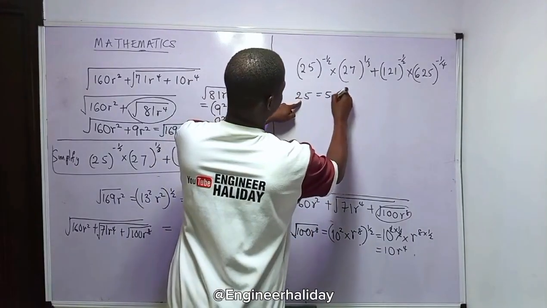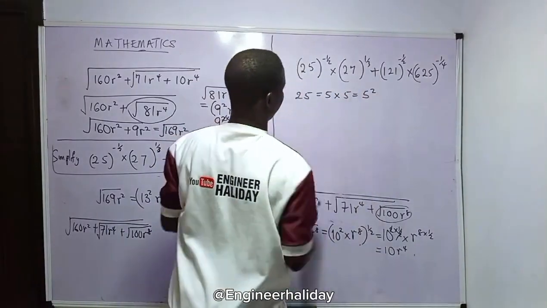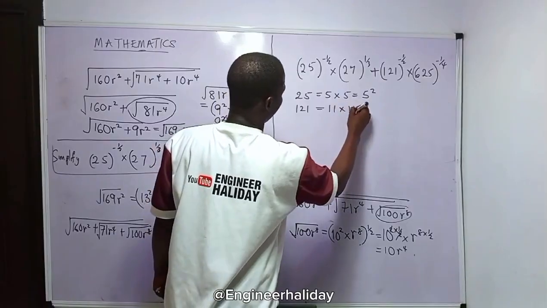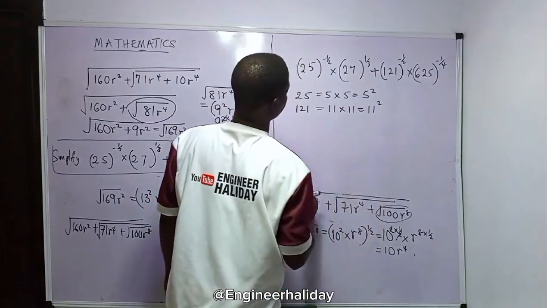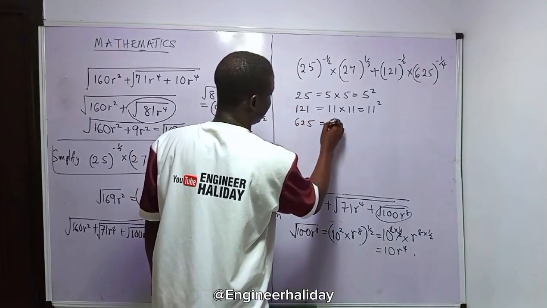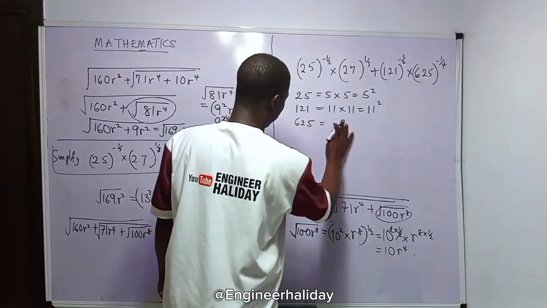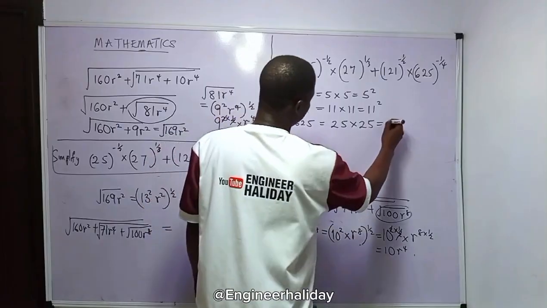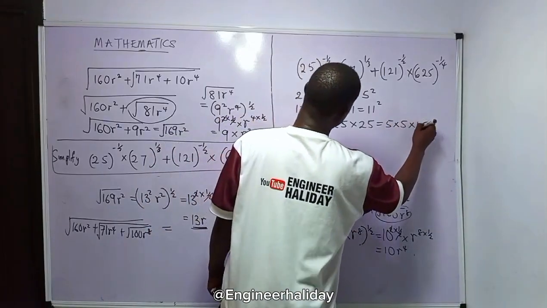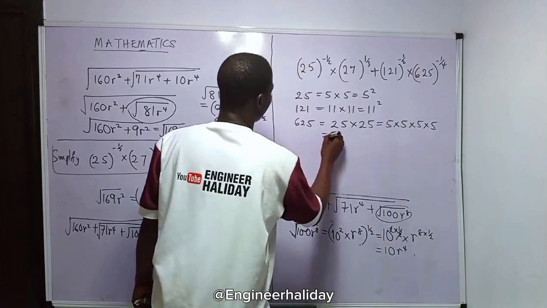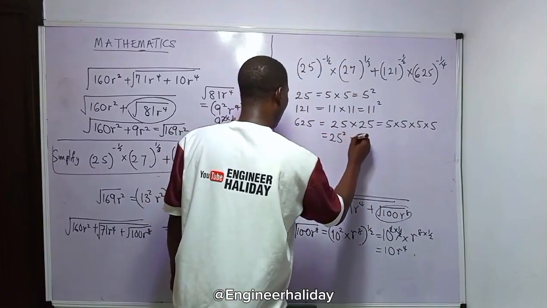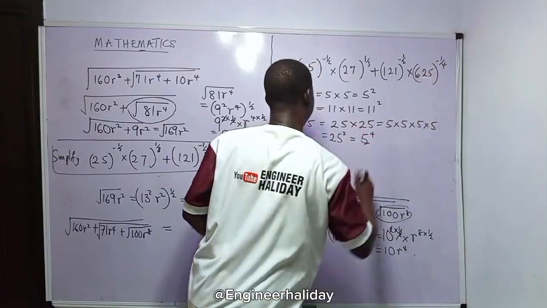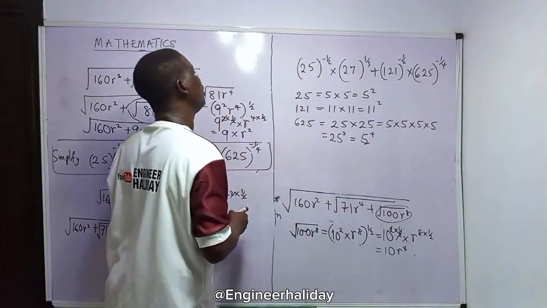25 is equal to 5 times 5, which is 5 raised to the power 2. 121 is equal to 11 times 11, which is 11 raised to the power 2. 625 is equal to 25 times 25. You can press your calculator to confirm it, which is equal to 5 times 5 times 5 times 5. Either we write that as 25 raised to 2 or 5 raised to 4. I think I will go with this because of this power.